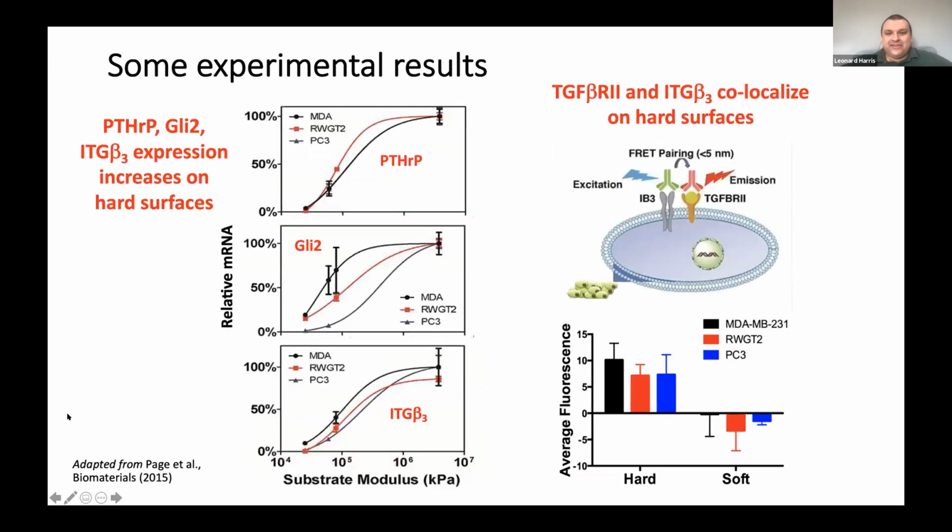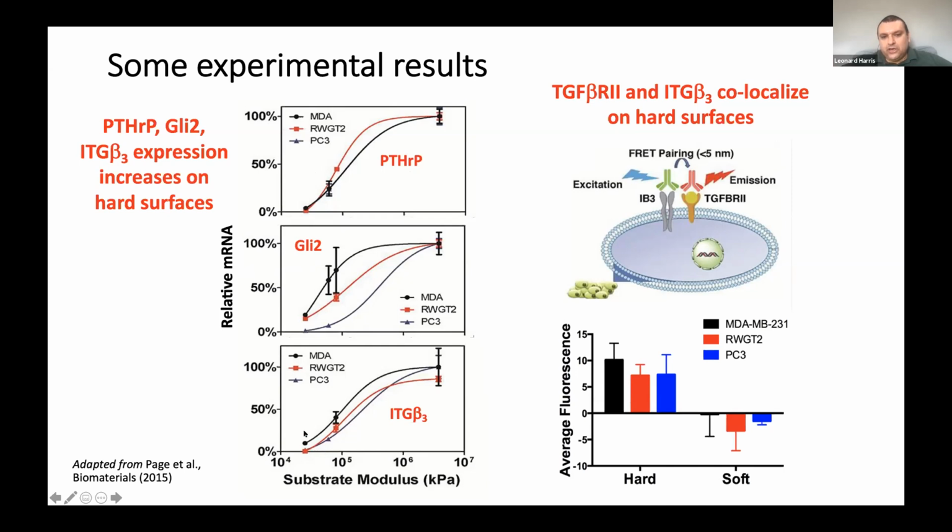Okay, so here is one very quick slide about some very basic experimental results that are at the heart of this model. Here on the left are these three proteins. There's PTHrP, which you saw on the previous slide. There's this GLI2 protein, which they believe is central to this whole process. And then there's also integrin beta-3. Integrins reside on the surface of the cells. And you can see right here, this is all mRNA. And along the x-axis, these are different substrate stiffnesses.